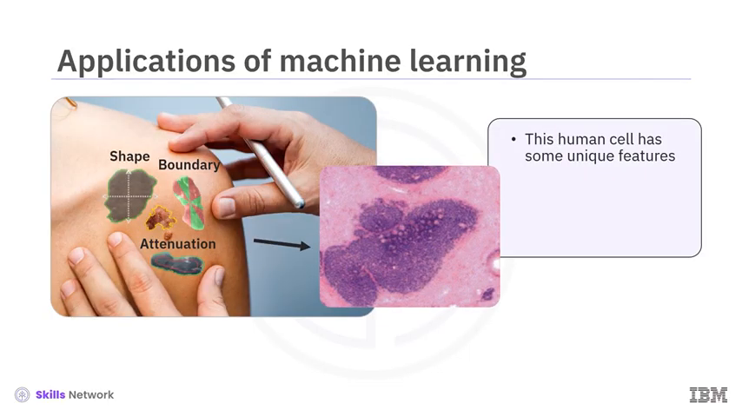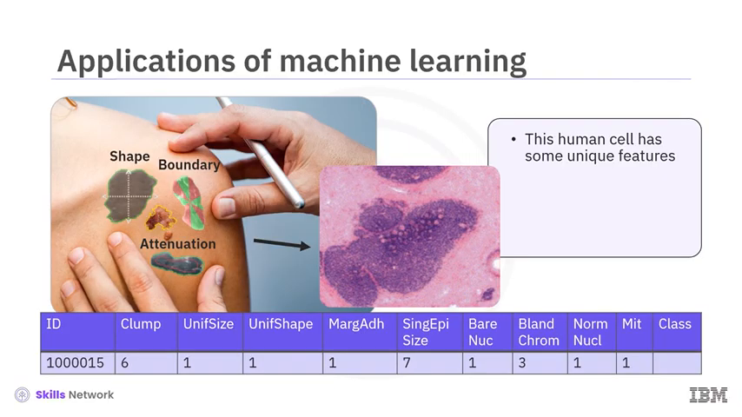This is a human cell sample extracted from a patient. It has some unique characteristics. For example, its clump thickness is 6, its uniformity of cell size is 1, its marginal adhesion is 1, and so on. An interesting question we can ask by looking at this chart is: is this a benign or malignant cell?